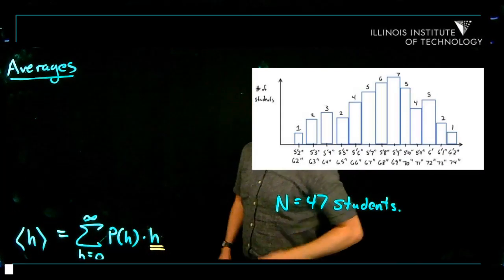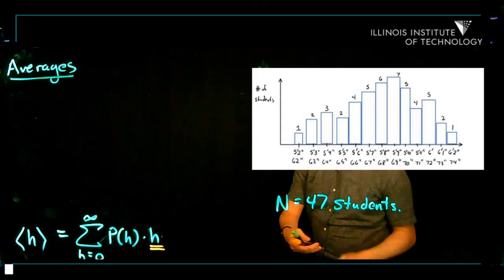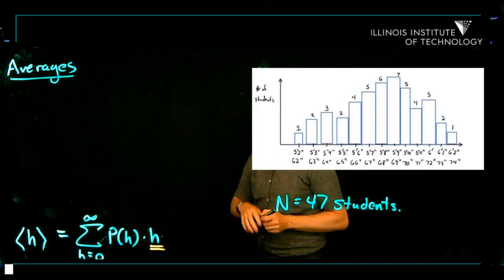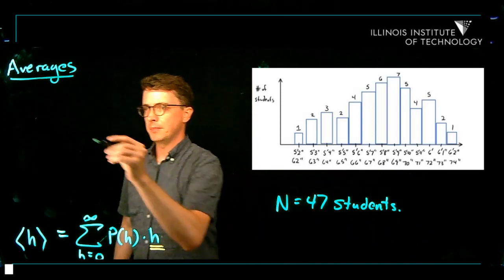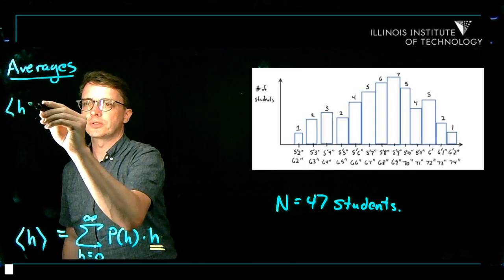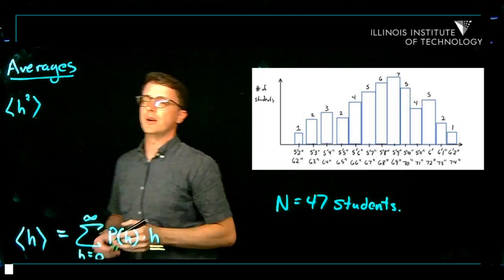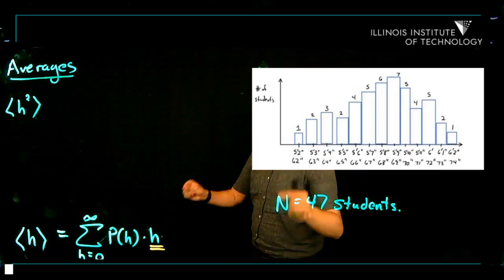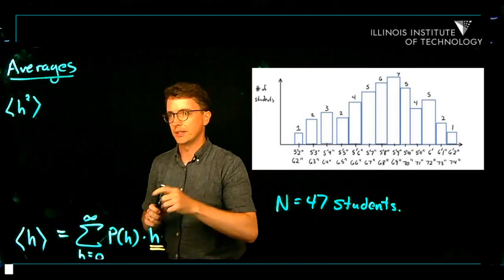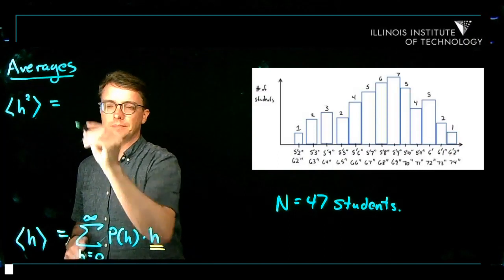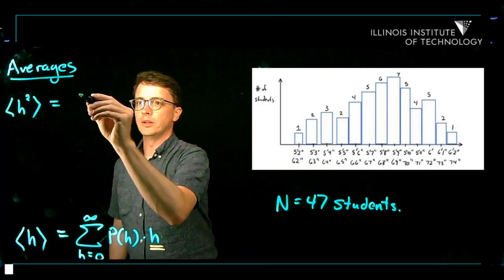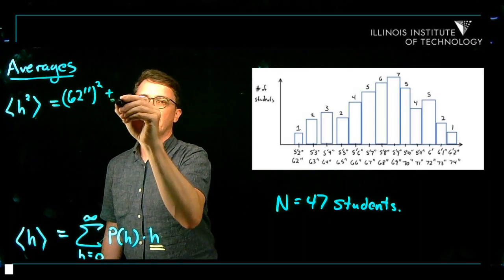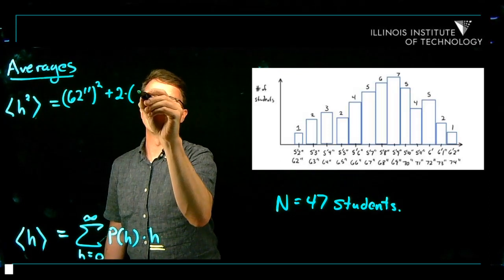Okay, when you're dealing with data sets, another quantity that shows up a lot is the squared average. So that means, what is the average of h squared? If I square all of the heights, add them up and divide by the total, that's what I'm calculating here. That would be 62 inches squared. And then there's 2 people who have a height of 63 inches.